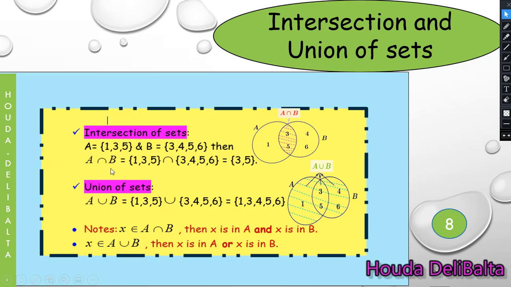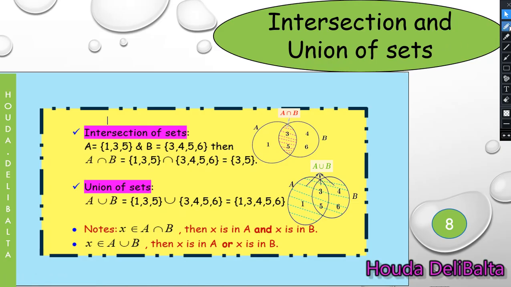Then the intersection between A and B means I have to search for the common elements that are found in A and B at the same time. So as you see in the Venn diagram here, if I represent A that way, 1, 3, and 5, and B 3, 4, 5, and 6, what's the intersection between them? 3 and 5.